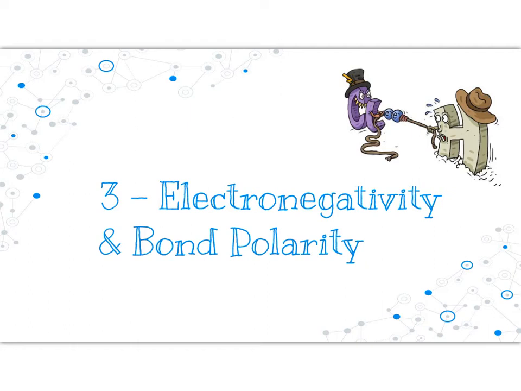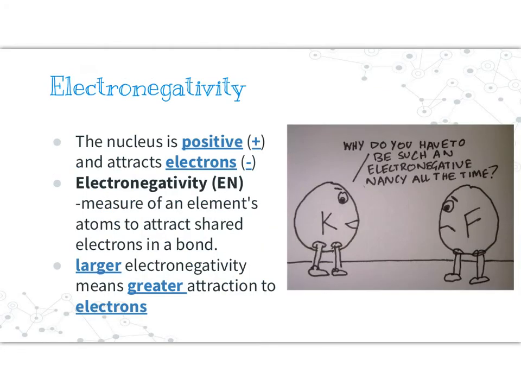Taking a look at electronegativity and bond polarity. Electronegativity comes from the idea that we know that the nucleus is a positive entity and it attracts electrons that are circling it in some way, shape, or form that are negative. This positive and negative attraction keeps electrons near the center, or the nucleus, of an atom.